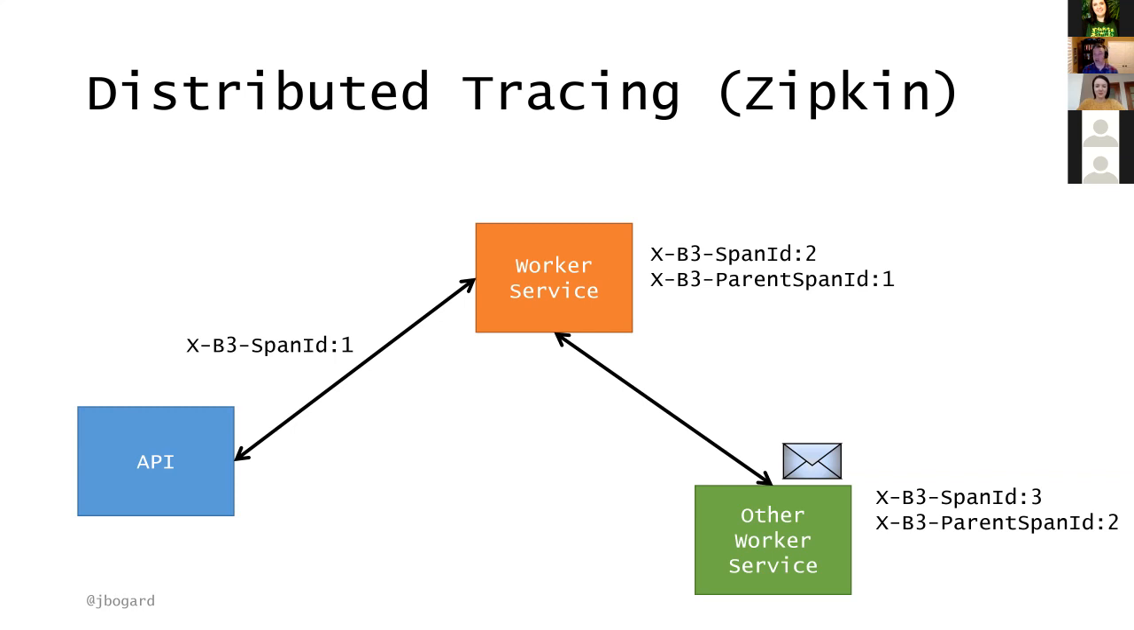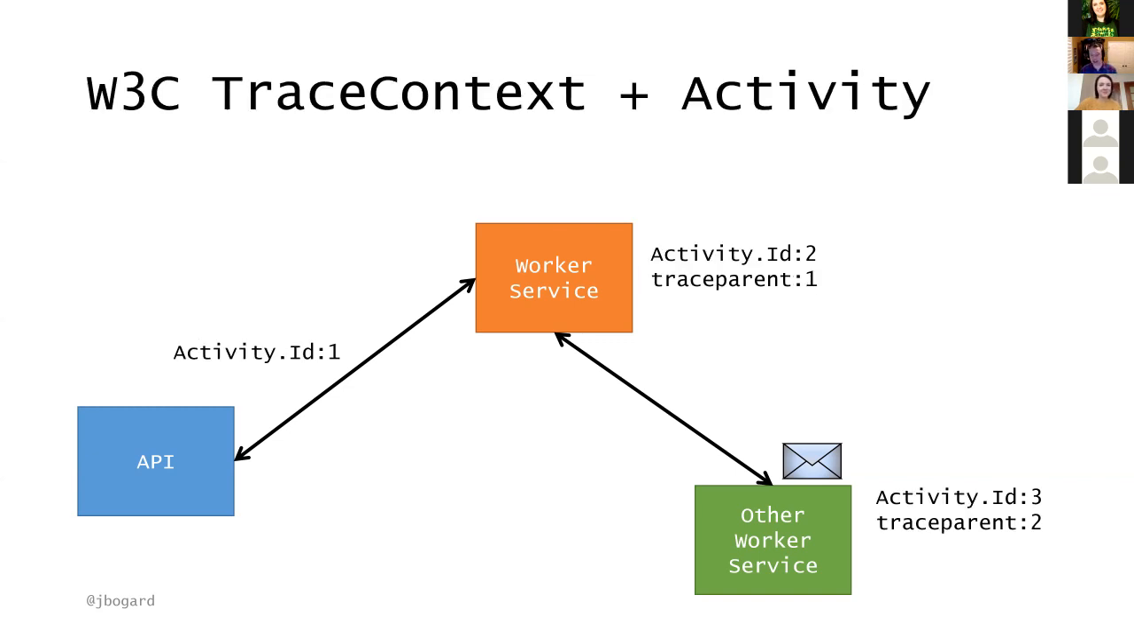Now, this introduces a problem, because if I want to replace Zipkin with something else like Jaeger or Dynatrace or App Insights, each of them has a different way of representing these IDs and parent IDs. And so in order to standardize the different ways I can represent an identifier and a way to link back to the parent identifier, the W3C consortium, with folks from all these different companies, got together and came up with a standard called trace context.